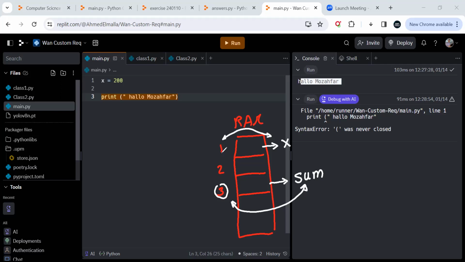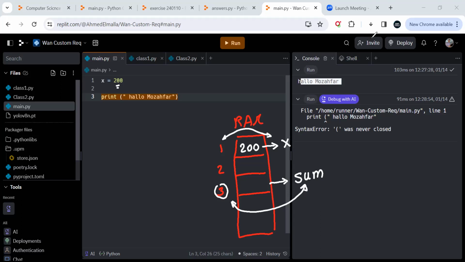Can you follow me? Yeah. So in this case, if I tell it to reserve a place called X, it will come to this 200 and store 200 inside the place of the memory that I call X. Is that clear? Okay.